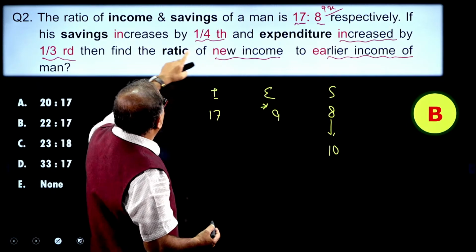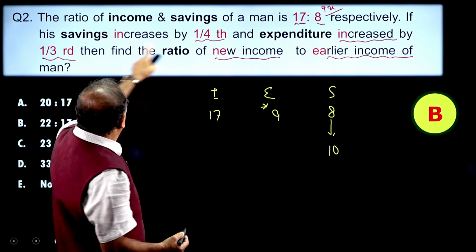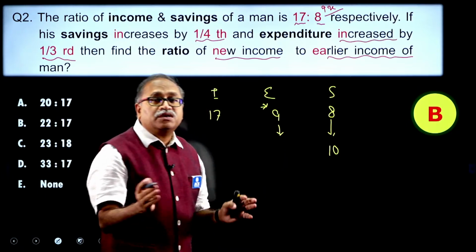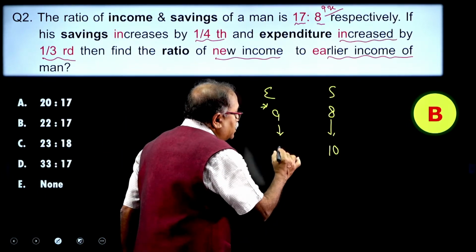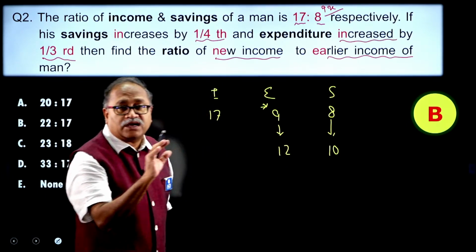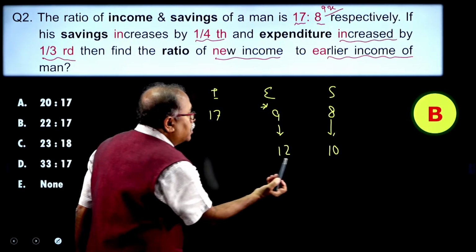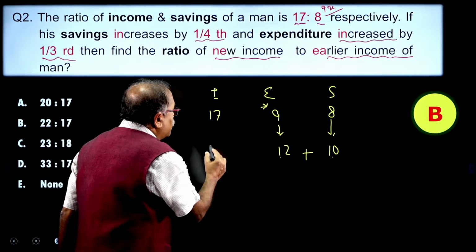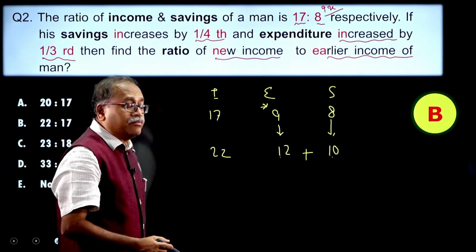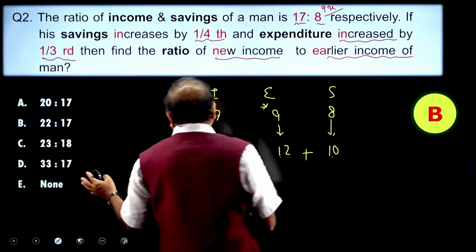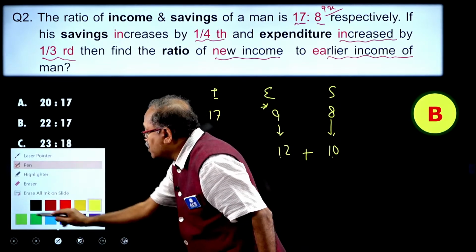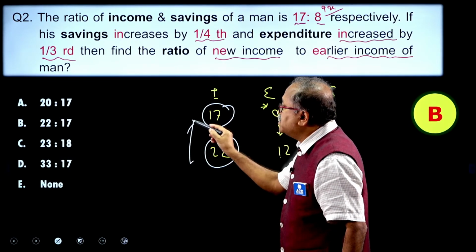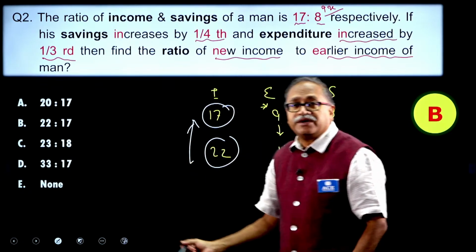And the expenditure is increased by 1/3. 1/3 of 9 is 3, and 9 plus 3 is 12. So, adding the new saving and expenditure, I will be getting 22 as the new income. So, it is asked what is the ratio of the new income to the old income? So nicely it has been said it is 22:17, option choice B.